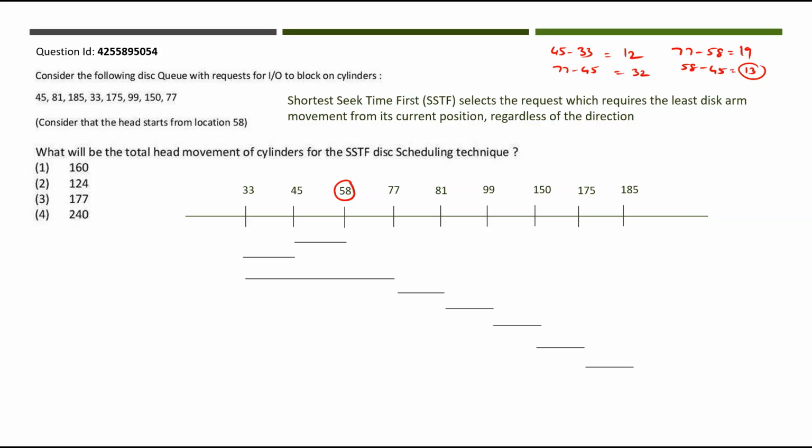So now let's calculate the total head movement. Total head movement is equal to: 58 and 45 will have 13 movements, 45 and 33 will have 12 movements, 33 and 77 will have 44 movements, 77 and 81 will have 4 movements, 81 to 99 will be 18, 99 to 150 will be 51, 150 to 175 will be 25, 175 to 185 will be 10. Altogether, we will have 177 head movements. This is available in option 3. Option number 3 will be the right answer.